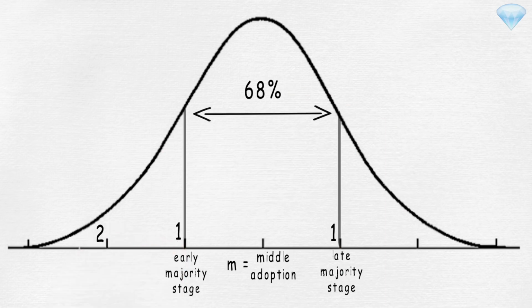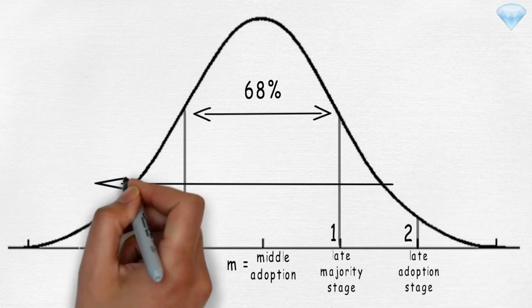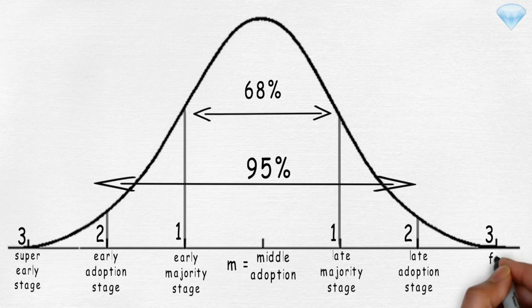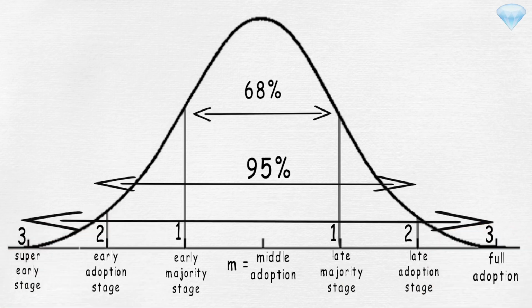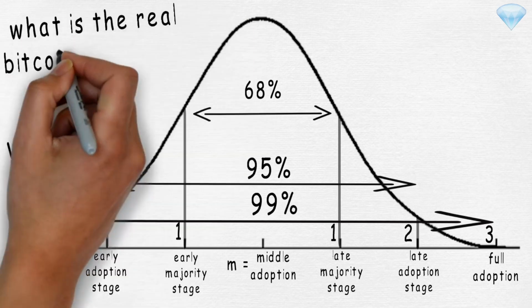Two standard deviations away from the mean on the left tail is early adoption stage, and on the right tail is late adoption stage respectively. And this area makes up to 95% of total distribution. Three standard deviations away from the mean on the left side of the tail is super early stage, and on the right side of the tail is full adoption, respectively. This area makes up to 99% of total distribution. And this is the current stage of Bitcoin adoption, in the third standard deviation away from the mean, in the super early stage.